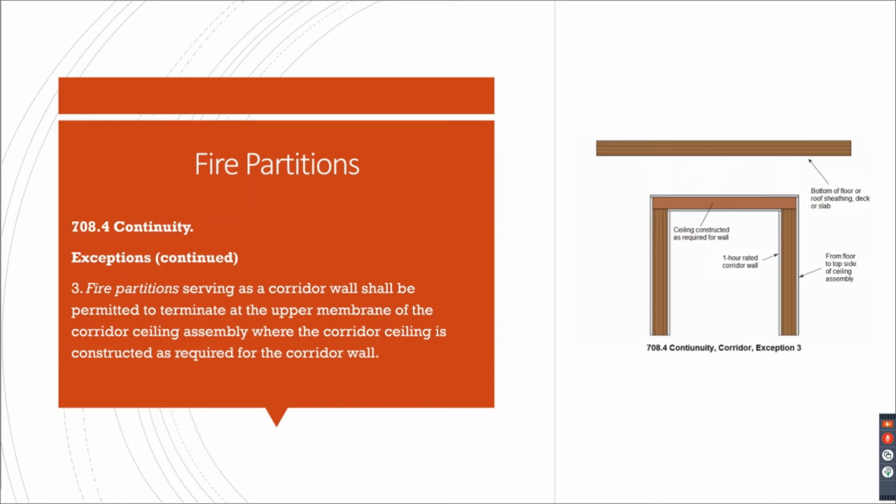And then exception 3, the fire partition serving as corridor wall shall be permitted to terminate at the upper membrane of the corridor ceiling assembly where the corridor ceiling is constructed as required for the corridor wall. So the ceiling looks like what the walls look like. You got your typically your 2 layers of 5/8 air gap in between. So that's what you're used to seeing for your walls.